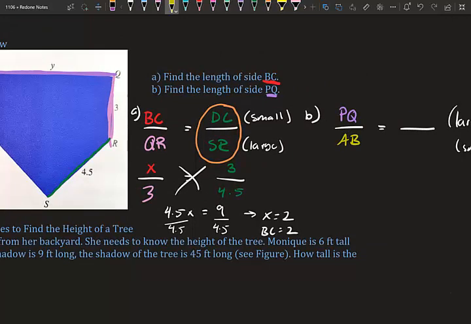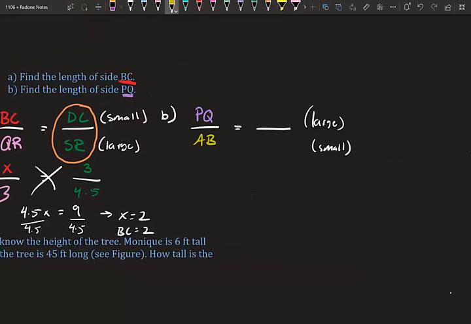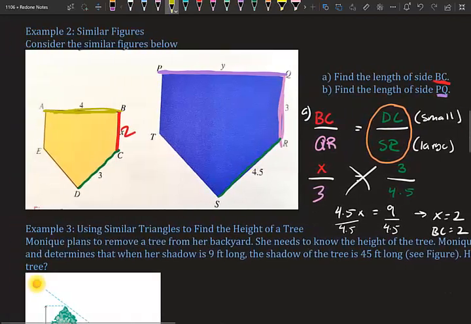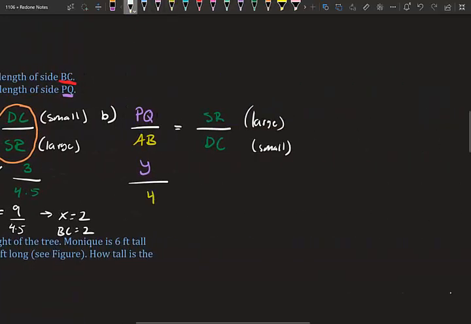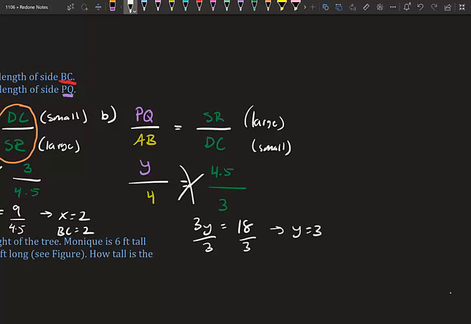And then use what we already used. We already used DC and SR, use it again. But we have to have large on top, so we'll have SR over DC. PQ, we don't know it. They say it's Y, over AB. AB is 4. And that equals SR, which is 4.5, over DC, which is 3. And we cross multiply. We get 3y equals 4.5 times 4, which is 18. Divide by 3, and we get y equals 6. That means PQ equals 6.